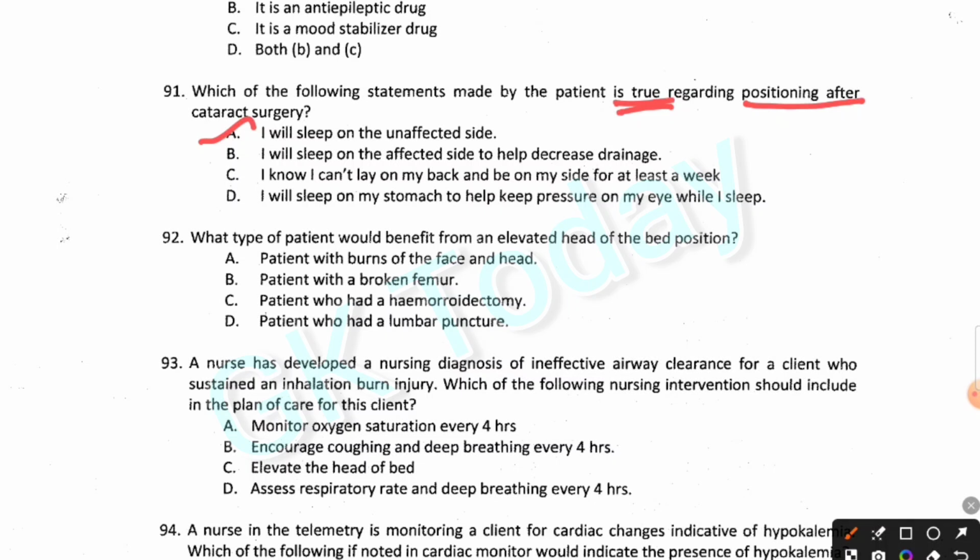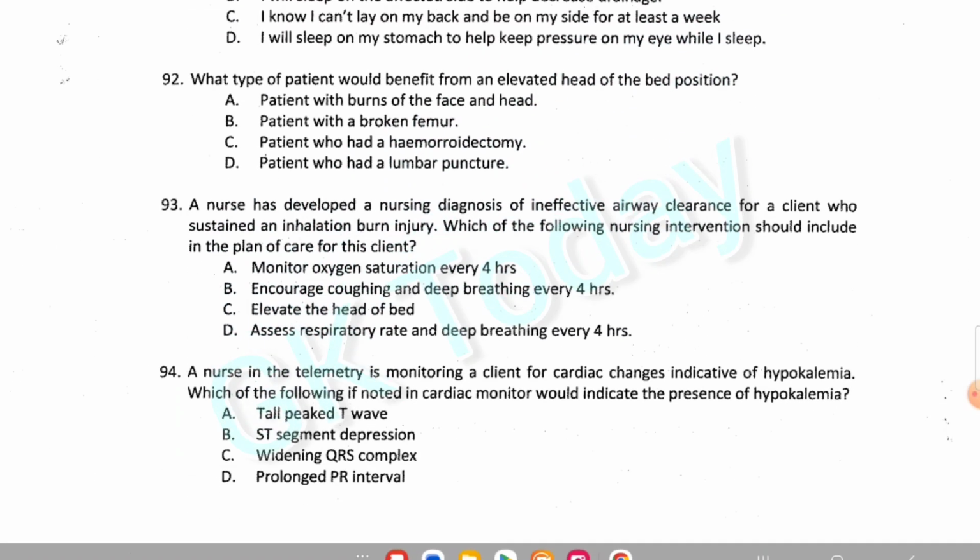Question number 92. What type of patient would benefit from an elevated head of the bed position? Correct answer is patient with burns of the face and head. What type of patient would benefit from an elevated head of the bed position? Patient with burns of face and head.